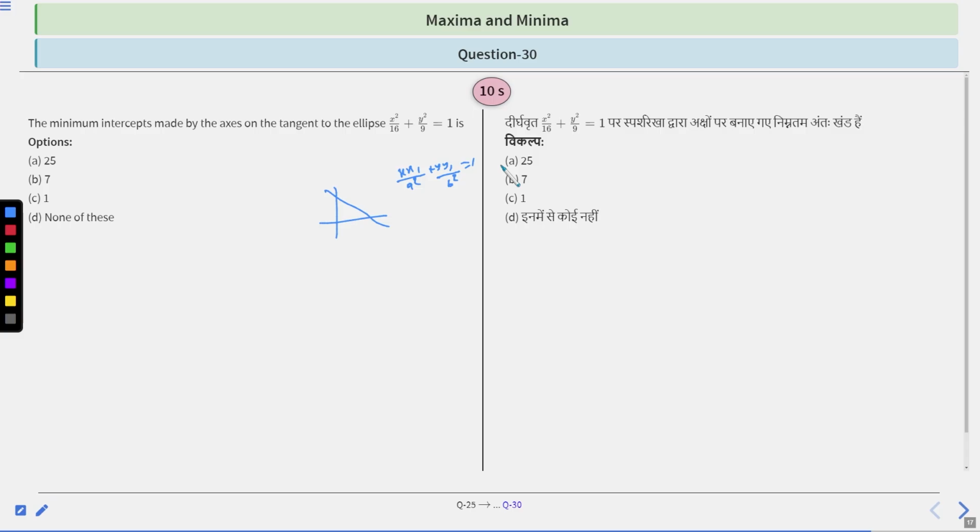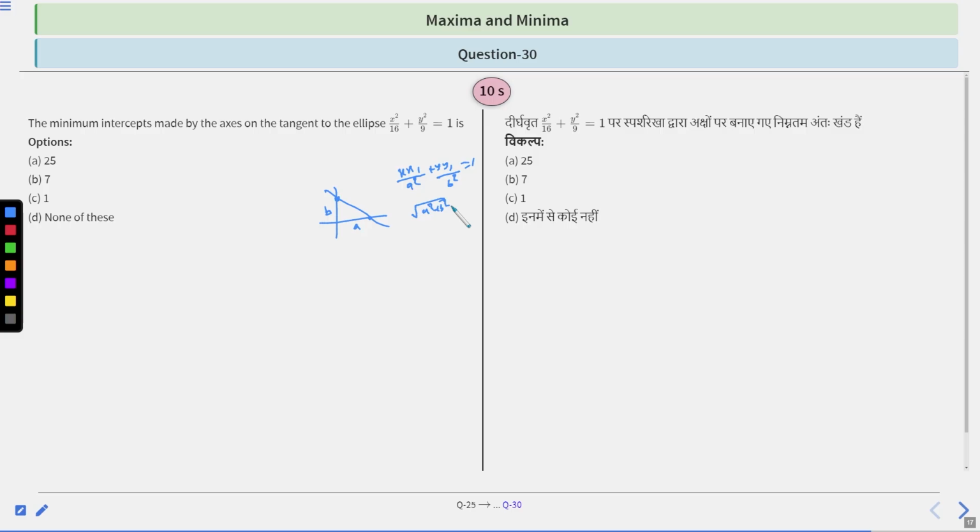Clear? And that will be in terms of x and y, in the function of x and y. And we have to find the minimum intercept made by the axis on the tangent. Minimum intercept means, suppose this is a, this is b, then we have to find the minimum value of root over a square plus b square, right? So in this way you can approach this question.